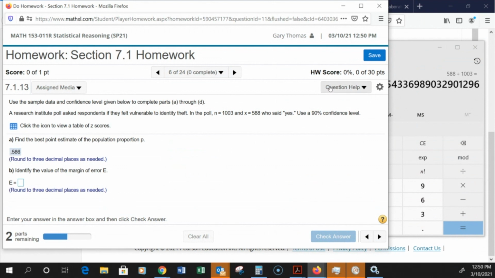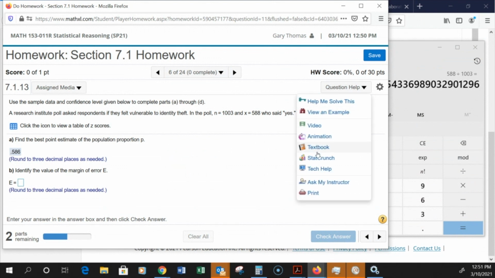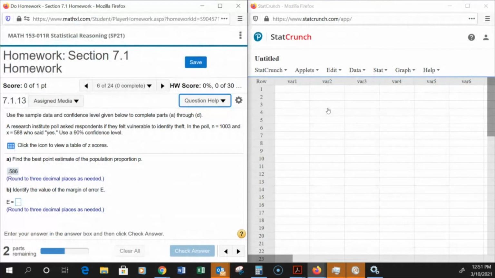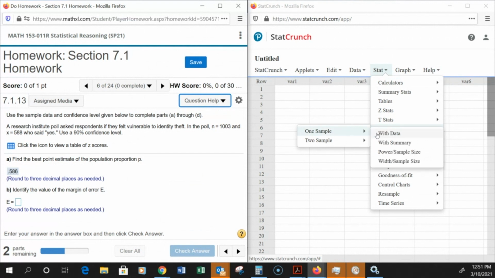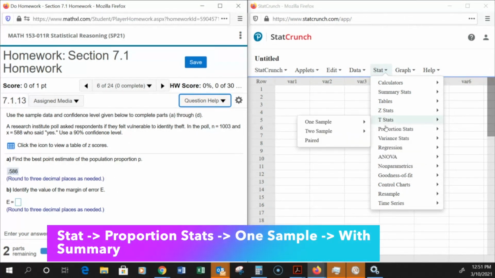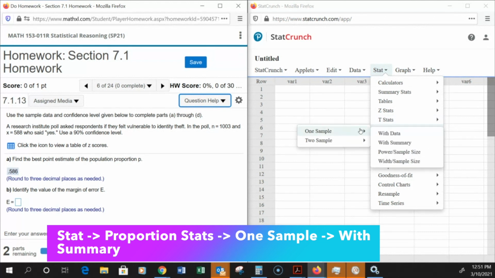So what we will use is StatCrunch. Let me show you this really quickly. There's no data in it; I have to put the data in. We go to Stat, we go to Proportion Stats, we do one sample. I don't have any data. All I have is the summary. I know the number of people. So stat, proportion, one sample, summary.